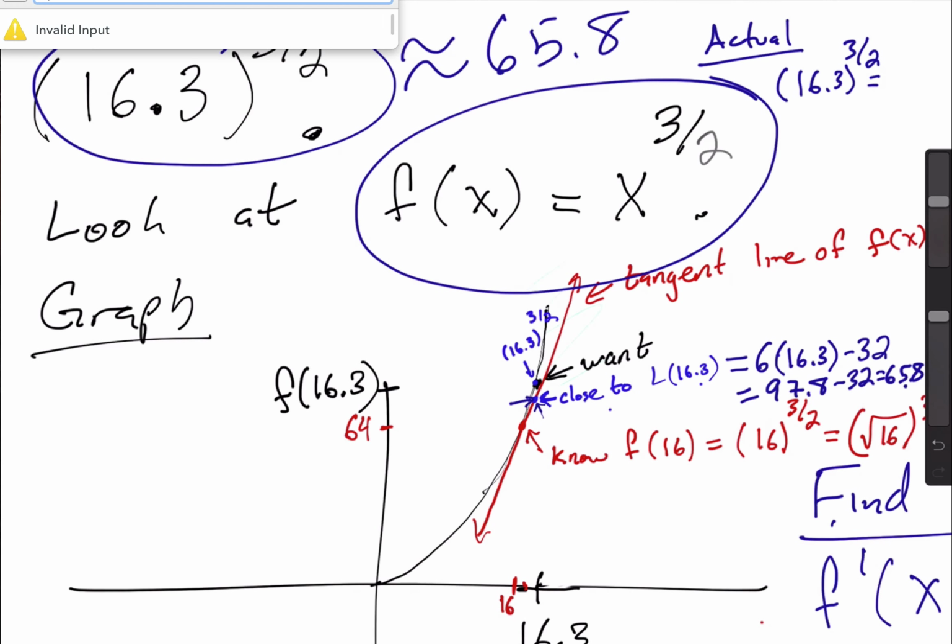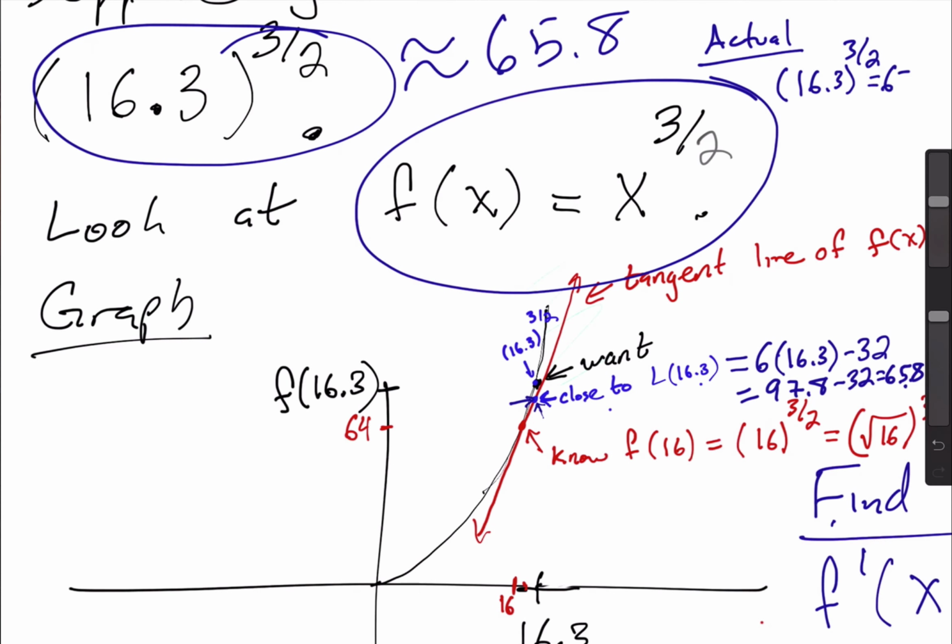How much? 65.808. 65. Why is this not doing it? I don't know. Okay, 65 point what? 808. That's pretty good, right? For a linear approximation. So what helps me that makes it a good approximation?